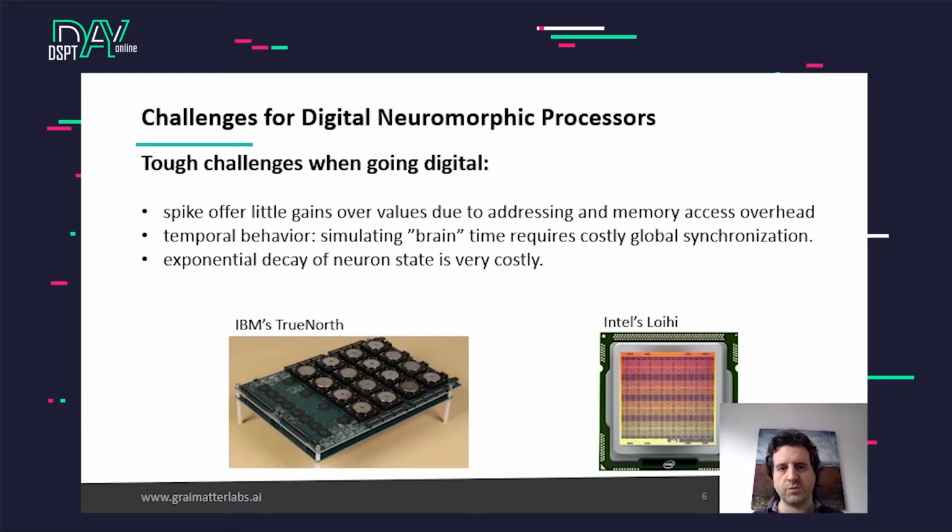There have been attempts of designing processors that actually fully mimic this basic model of the spiking neural network. But there are some tough challenges when you actually try to implement this sort of execution structure in silicon, because silicon doesn't have the same properties of the neurons in our brains. So actually, some of these properties are really not very efficient to implement in silicon.